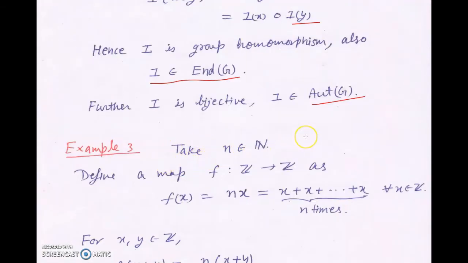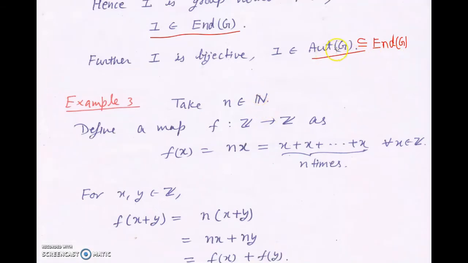One thing you should always keep in mind: Aut(G) consists of a special type of endomorphism. So Aut(G) in any group is actually contained inside End(G). So the set of endomorphisms is a bigger set, and Aut(G) is particularly those homomorphisms which are bijective. So this is Aut(G), and End(G) is all the homomorphisms. So it is a bigger set and it is a smaller set.